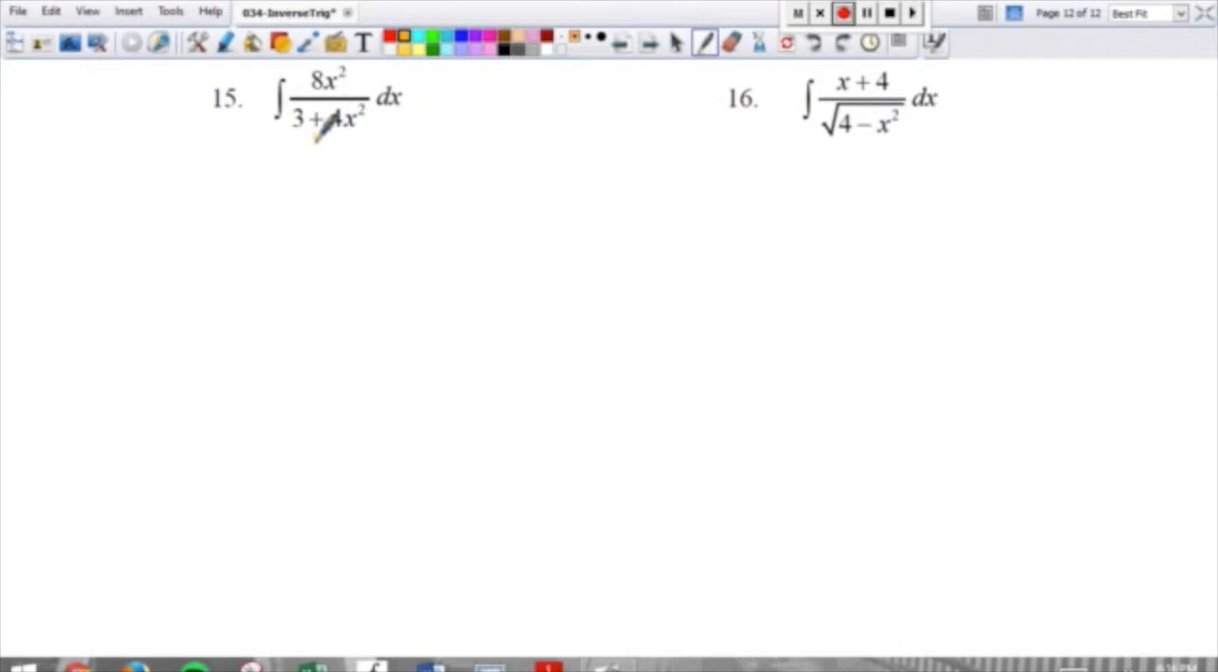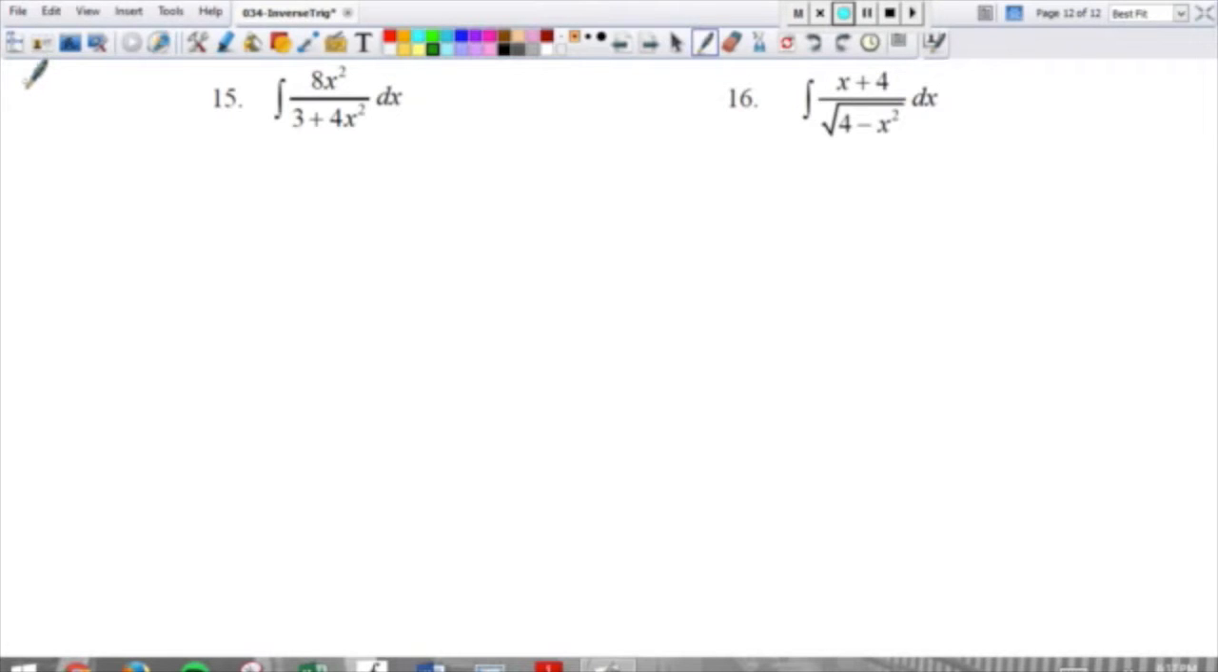So, what I notice here is what many of you probably don't notice, because a lot of people still ask me, how do I do this? This is improper. This is an improper fraction.